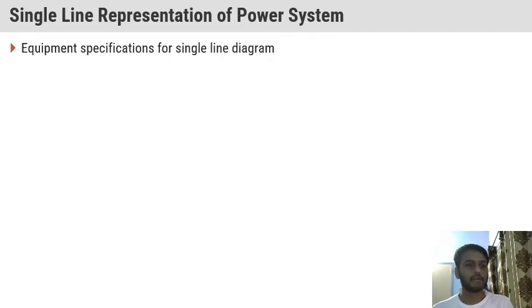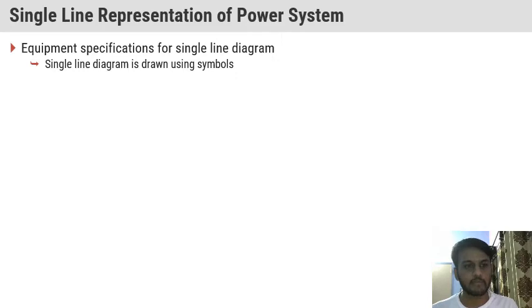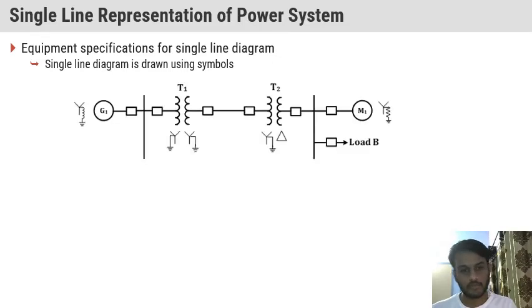So, equipment specification for the single line diagram. Not SLG, single line diagram SLD, or single line representation. Sometimes it's called XLR, but mostly people pronounce it like SLD, in short form. A single line diagram is drawn using symbols. So these are the symbols of various equipment.